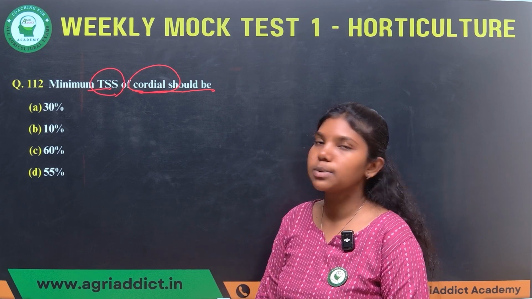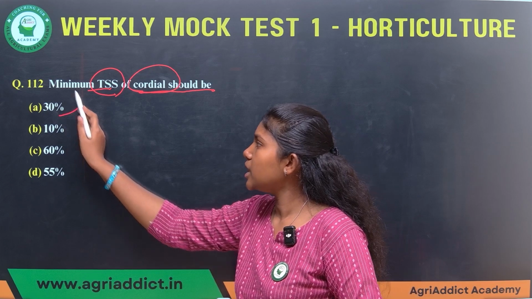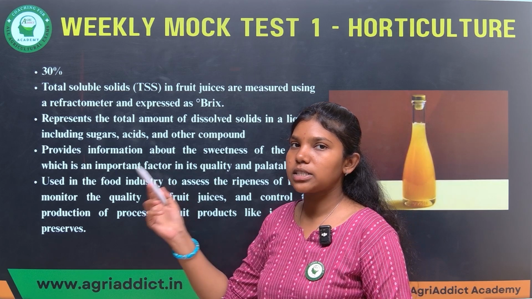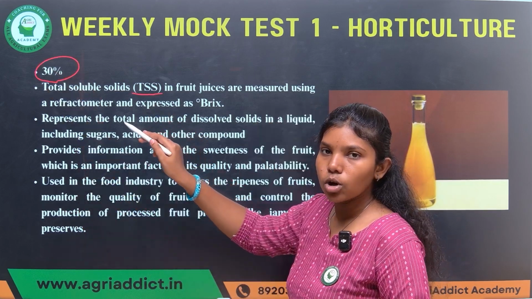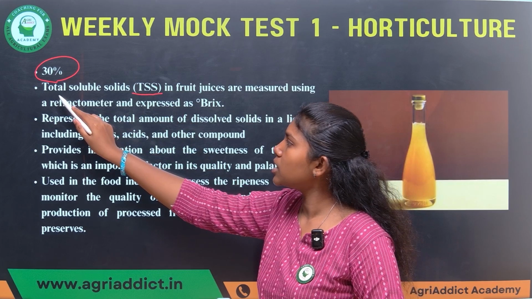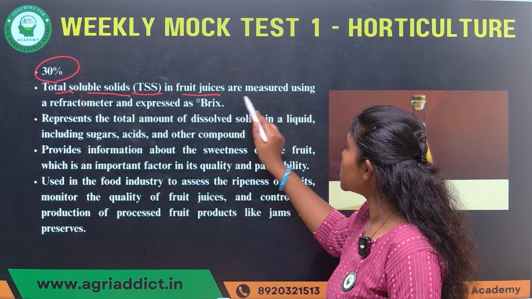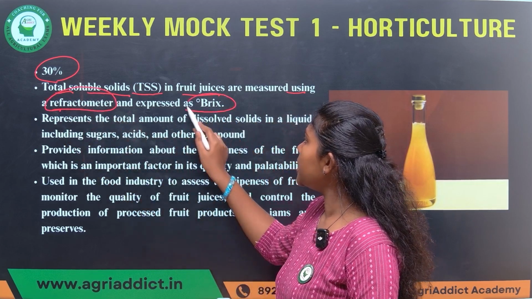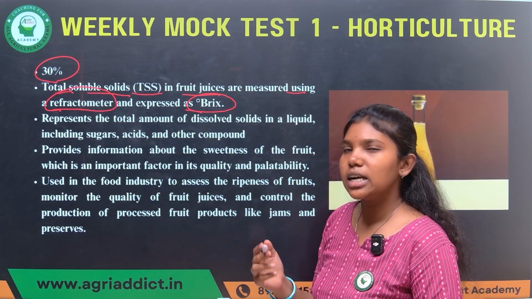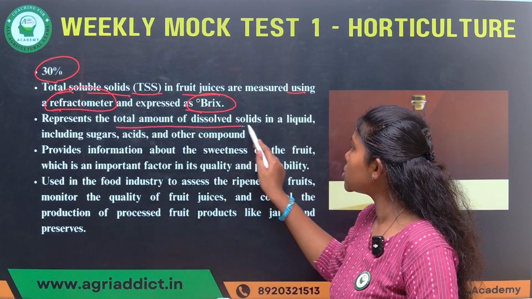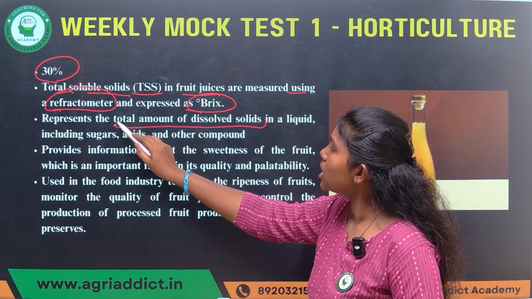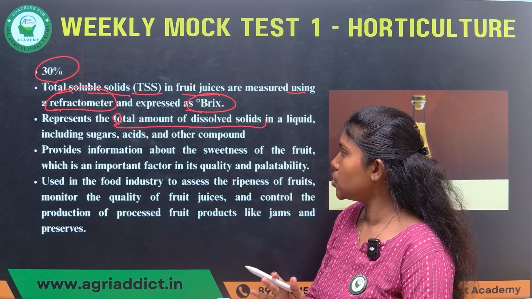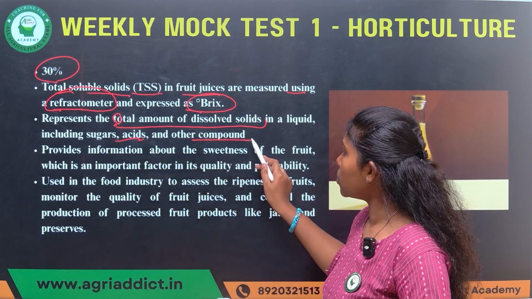What is that minimum TSS percentage? The answer for this question is 30%. As I mentioned, the minimum amount of TSS present in cordial is 30. Let us know more about TSS. TSS is nothing but the total soluble solid in fruit juice. It is measured using an instrument called refractometer and it is expressed in degree Brix. TSS represents the total amount of dissolved solids in a liquid, including sugar, acid and other compounds.